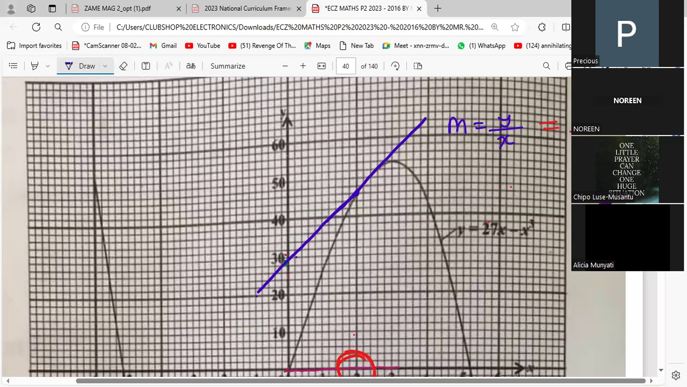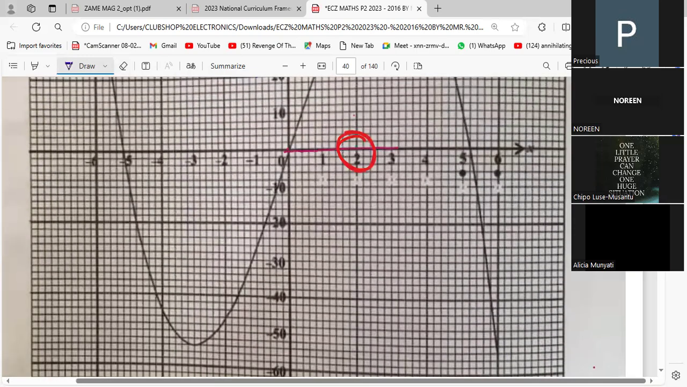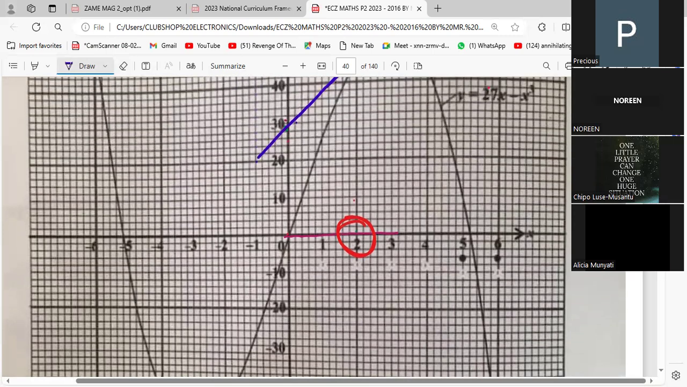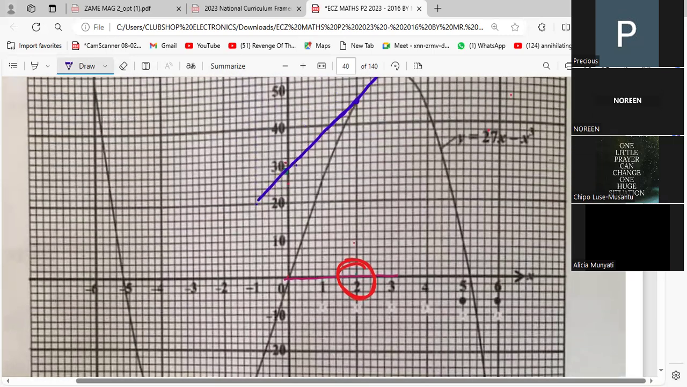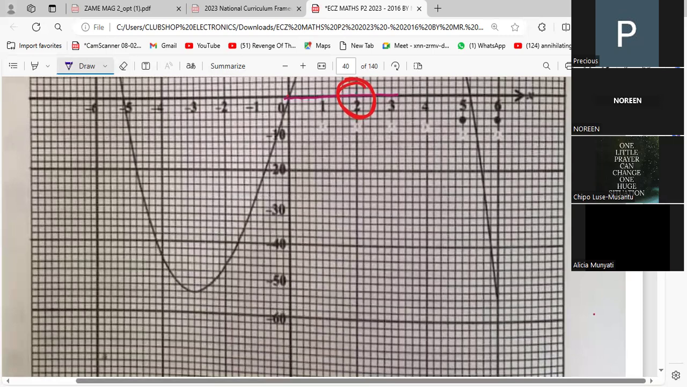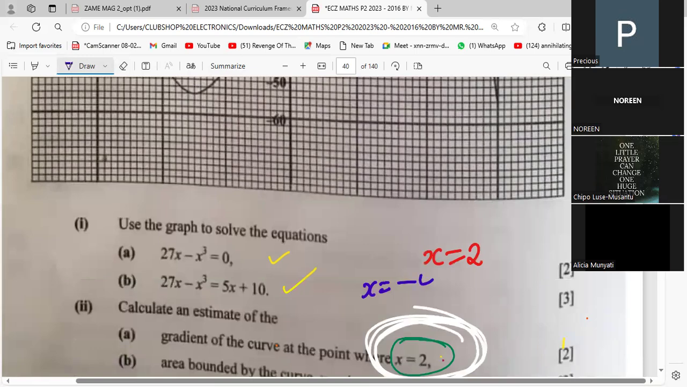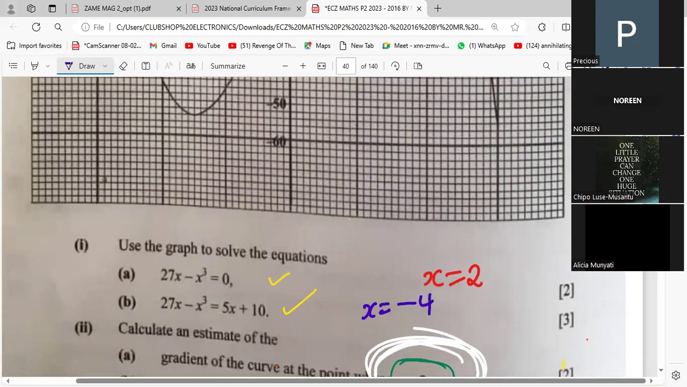So, if for example they said find the gradient at the point where x is equal to, let me check the point, maybe where x is equal to -4. Suppose x is -4. Where were we supposed to go?